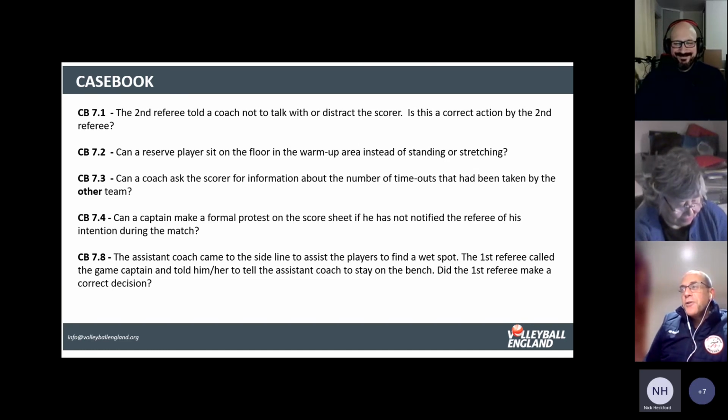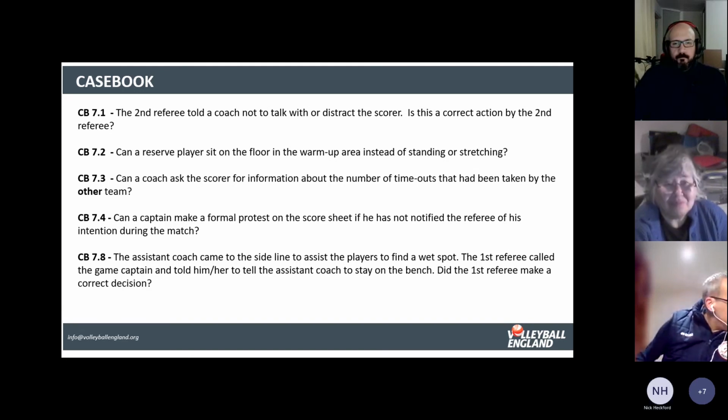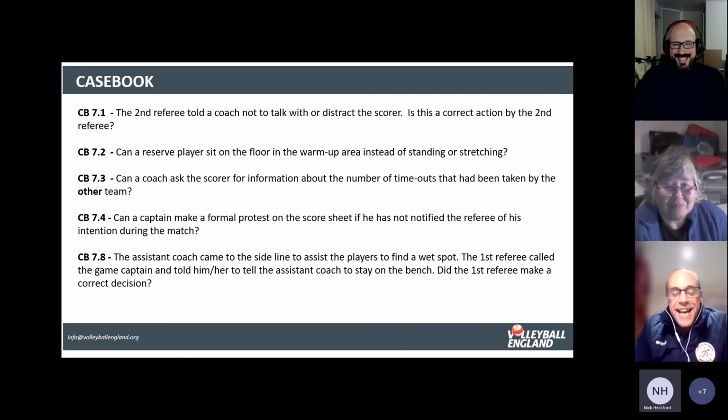Okay, can a coach ask the scorer for information about the number of timeouts that have been taken by the other team? No. Yes, but he won't get an answer. He shouldn't ask for that. This is absolutely correct. It's none of that coach's business how many timeouts the other team has taken.